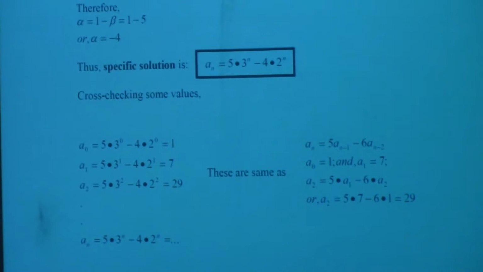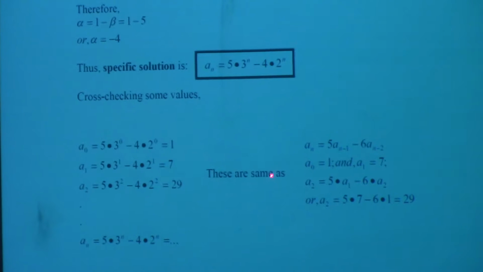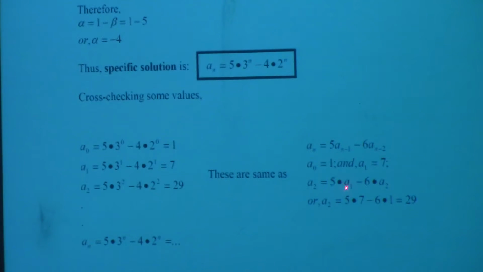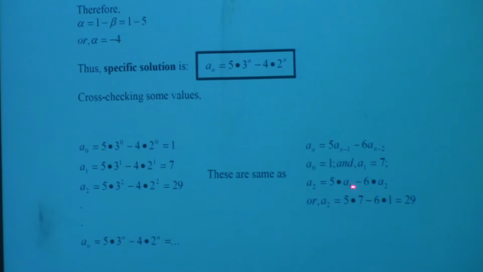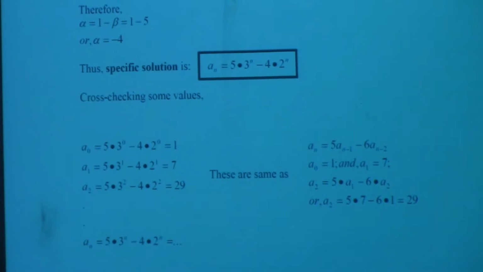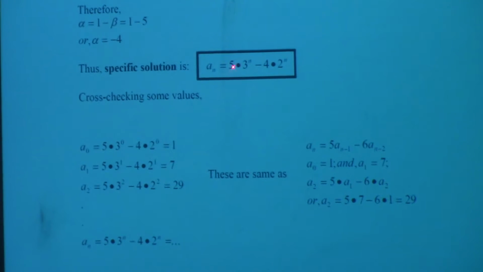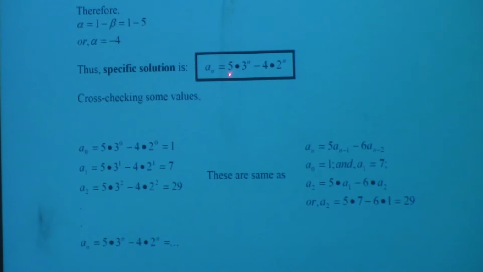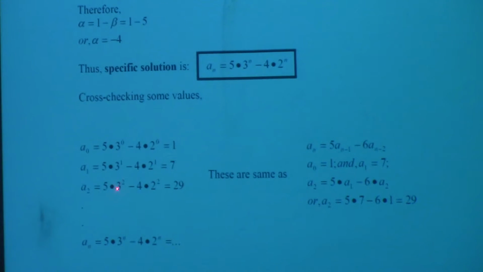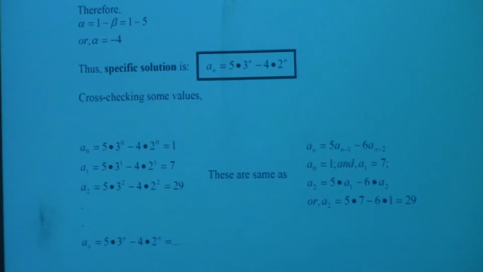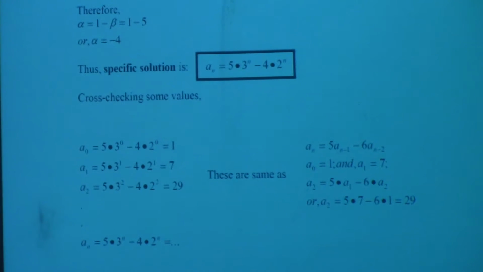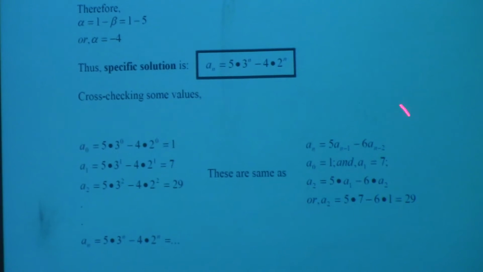So notice here, if I want to do a2, a2 will be 5 times a1 minus 6 times a0, which is going to be 5 times 7, which is 35, minus 6 is 29. And if I just plug it directly into the formula, I'll get 5 times 9, which is 45, minus 16, which gives me 29. So this is directly computed, this is recursively computed.